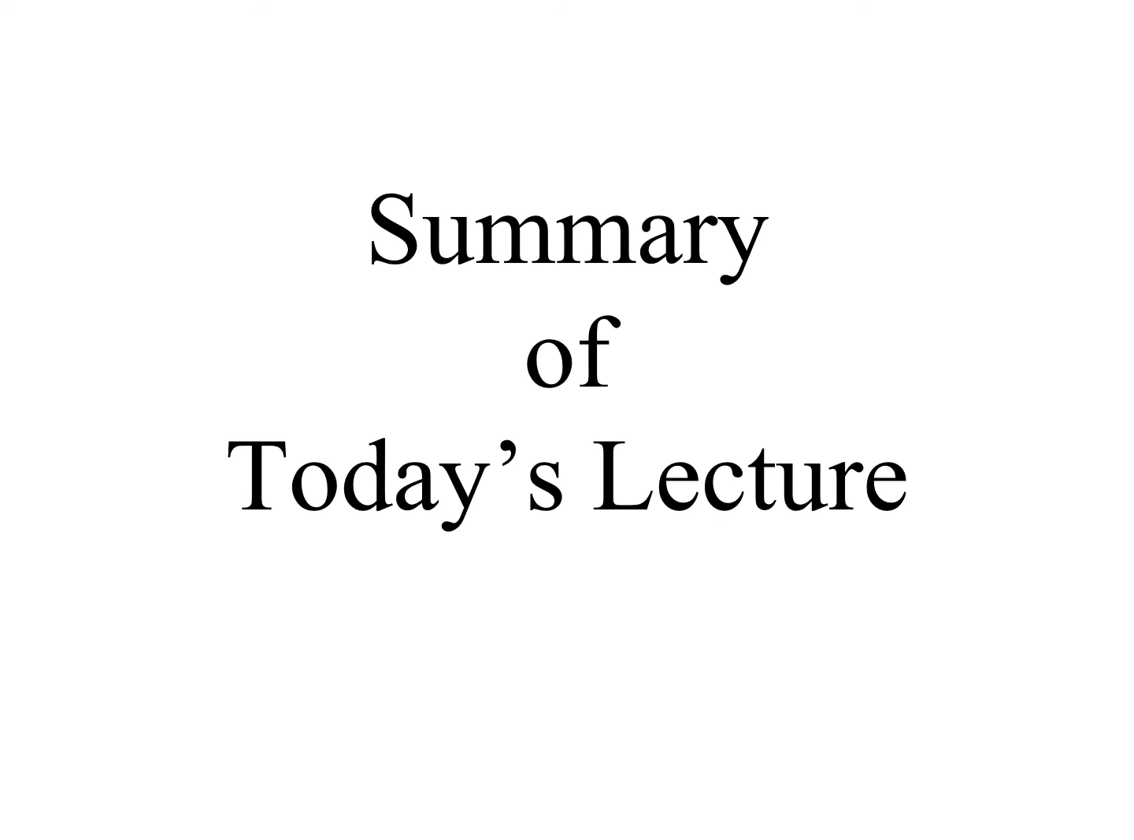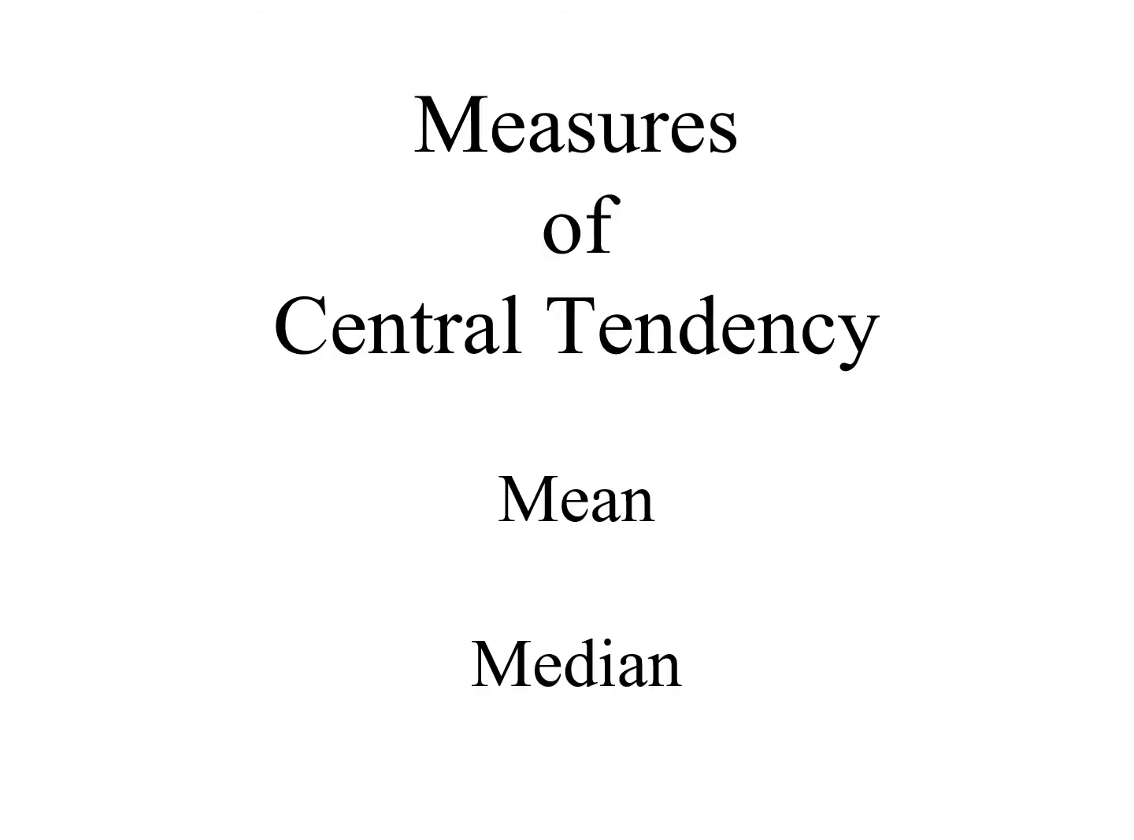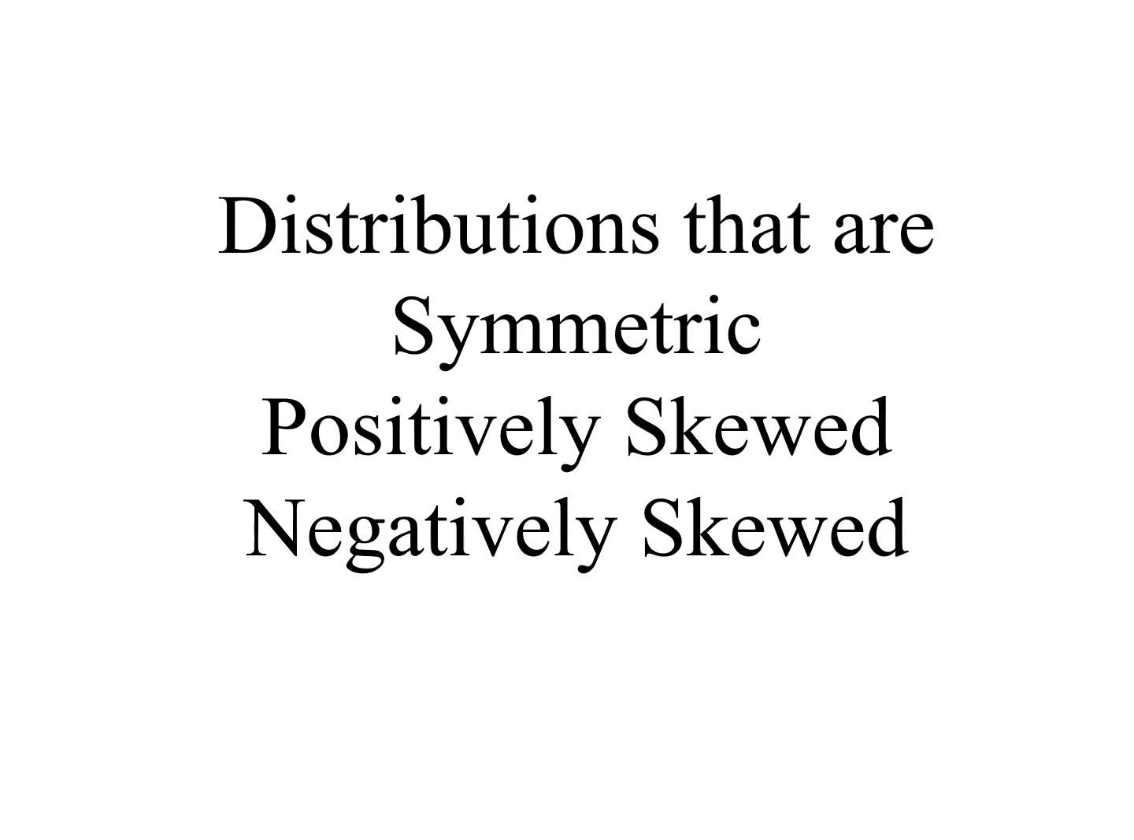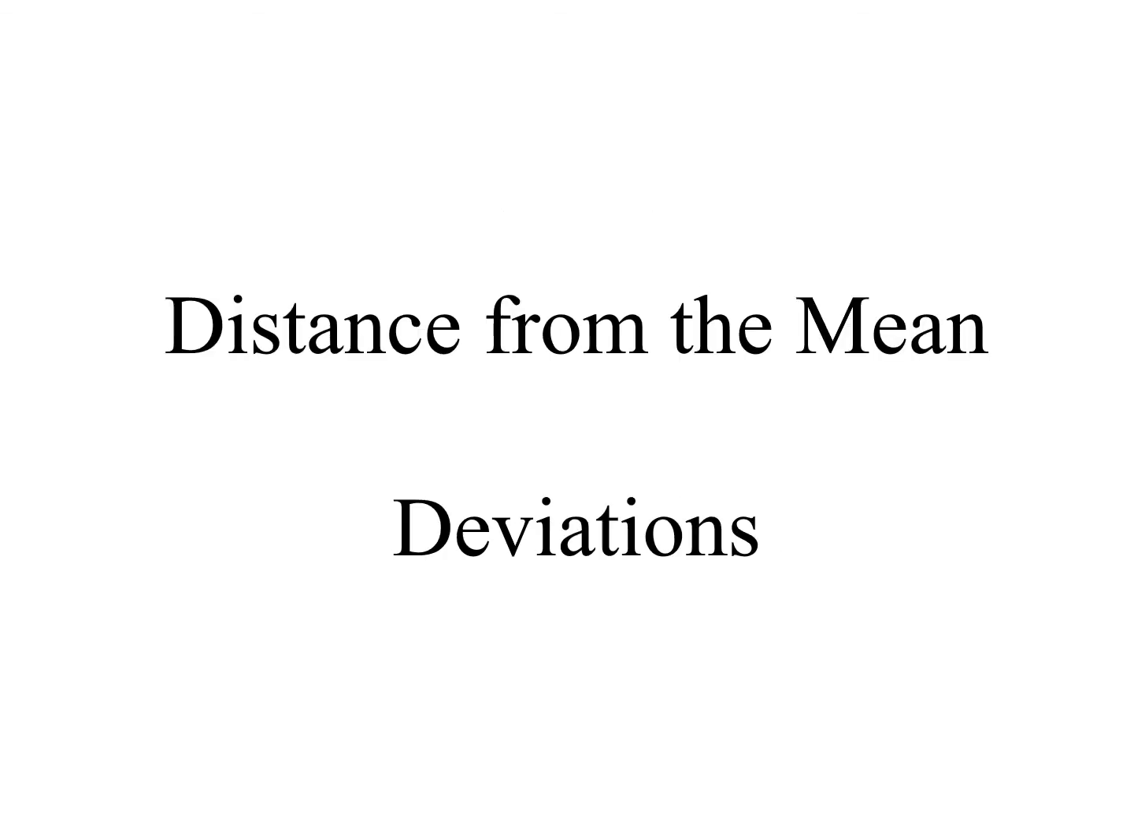So today we've discussed several topics. First, we discussed two measures of central tendency, the mean and the median. Both represent the center or middle of a distribution. We also discussed percentiles, and we discussed distributions that are symmetric, positively skewed, or negatively skewed. We explained that the mean and median are the same in symmetric distributions, but in positively skewed and negatively skewed distributions, the mean gets pulled away from the median towards the tail. Finally, we discussed distance from the mean and deviations.